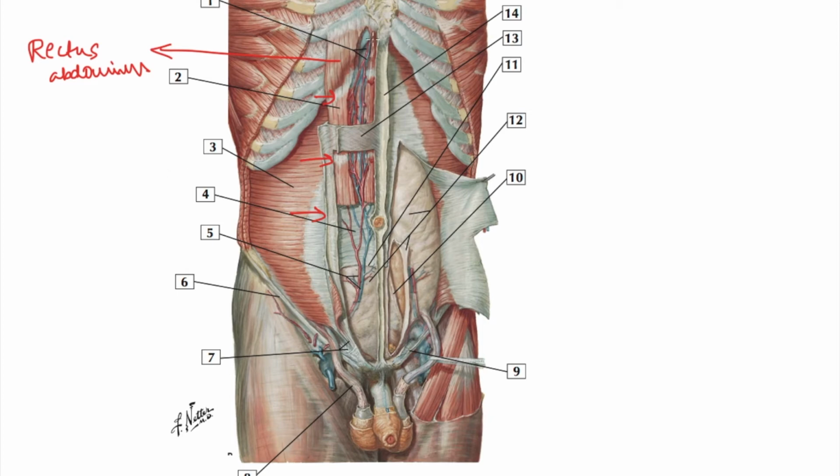So the vessels that are coming from the top, okay, what is labeled as 1 is the superior epigastric vessels. Okay, and the similar one which is coming from below, the 5th one, is the inferior epigastric vessels.